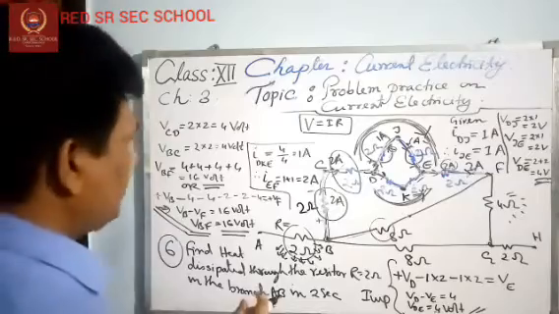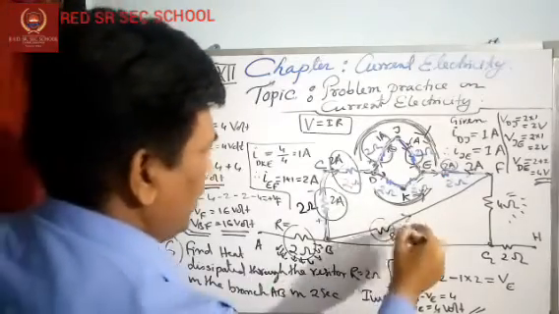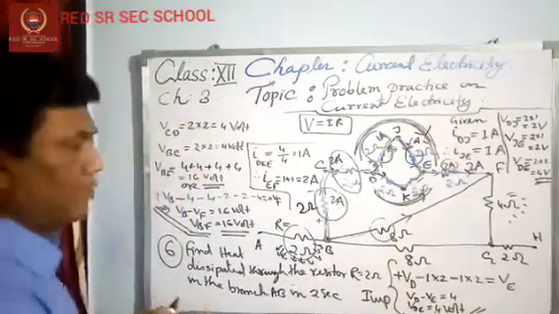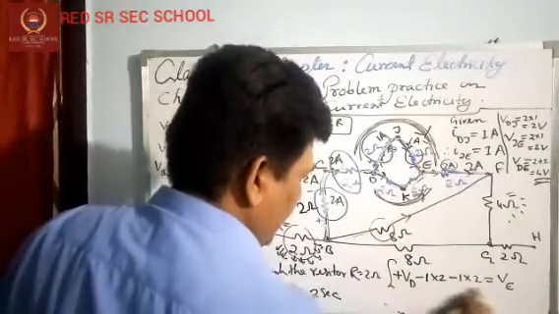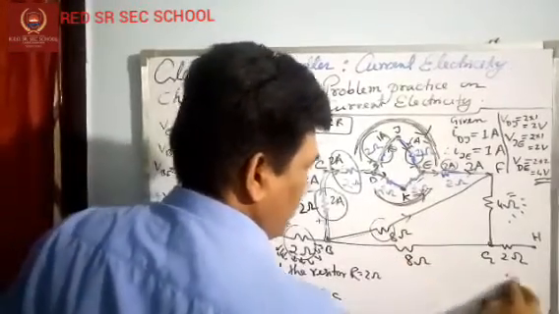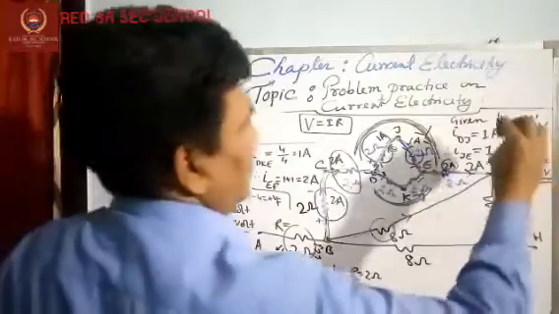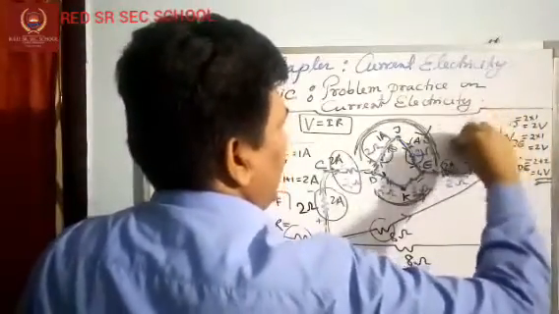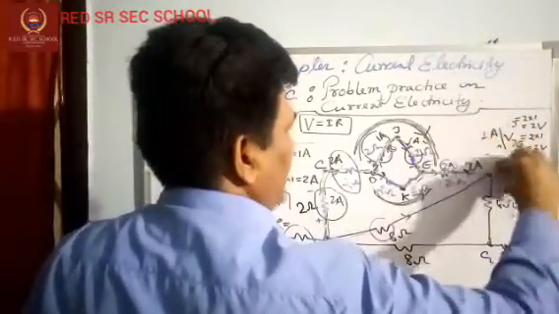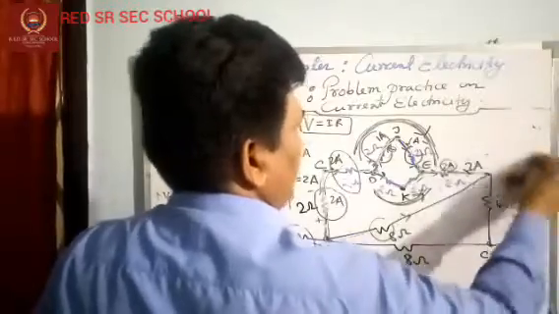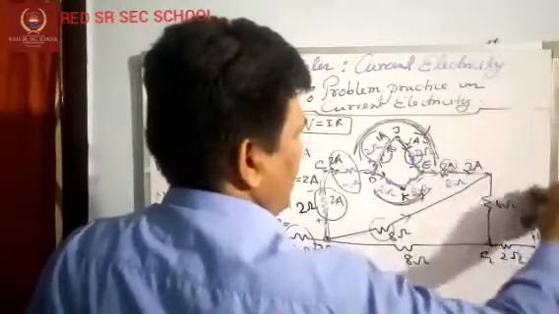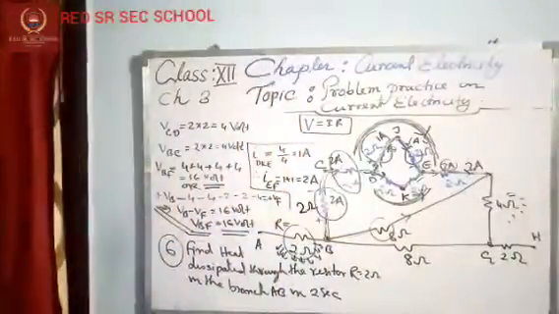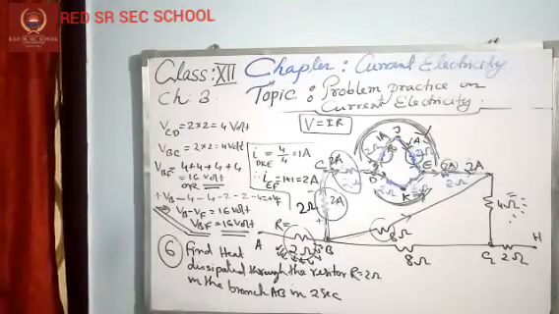Now I was asked what is the current through the 8 ohm. I think I should rub all those parts which I have already done, so that I can manage some space. Okay, very good.